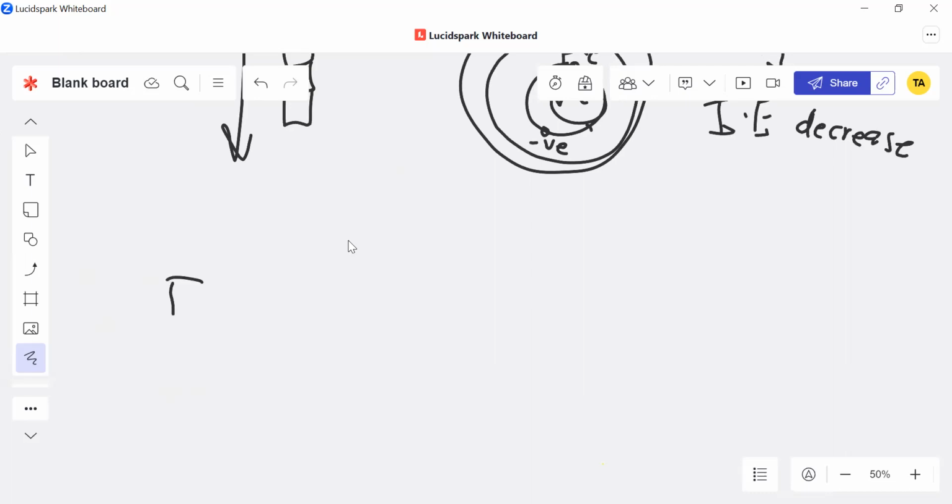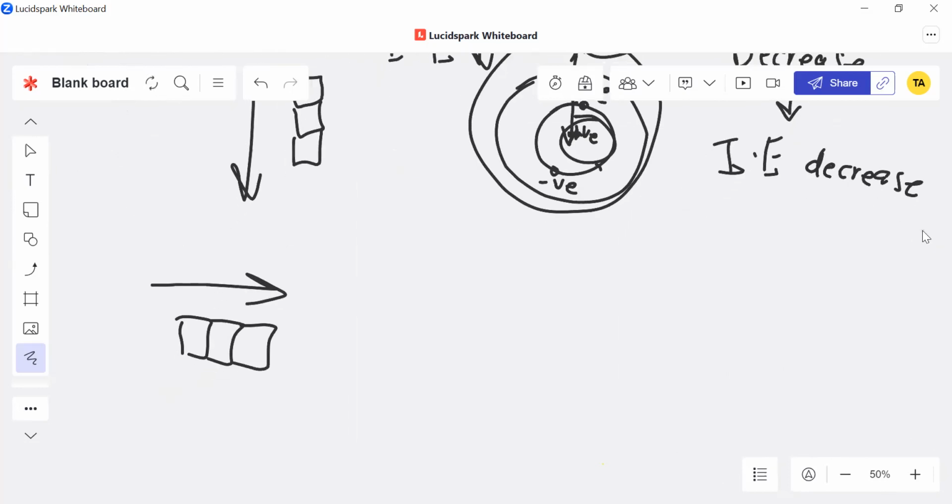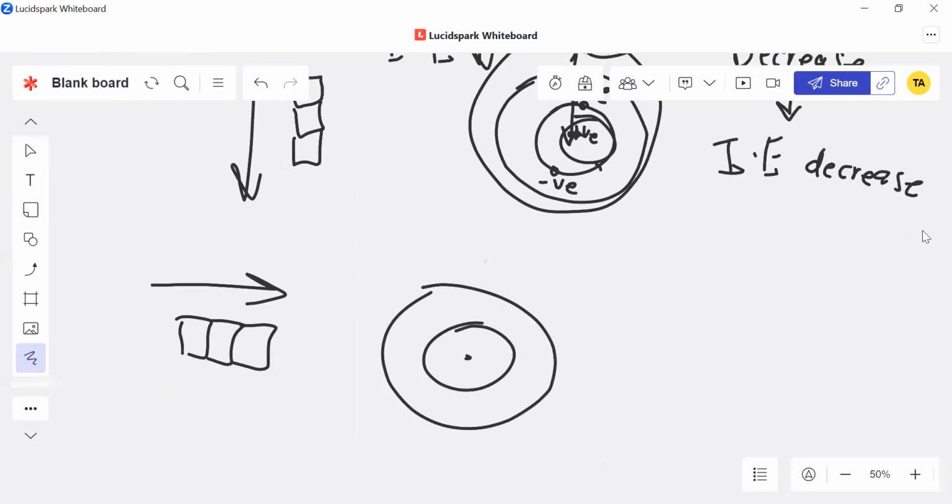But what about across a period? Let's say you move left to right across a period. By period, I mean going like this. What would happen across a period? I told you earlier, the atomic radius decreases. The atomic radius across a period decreases, right? So this atomic radius decreases.